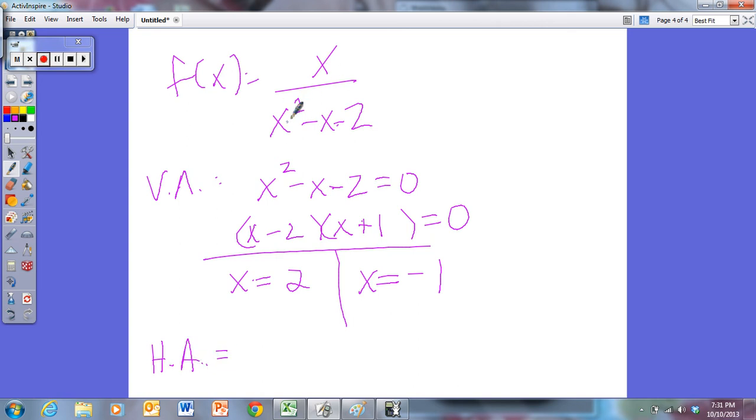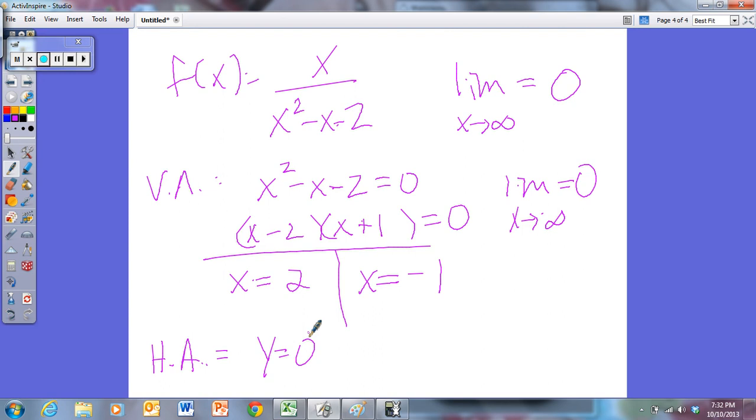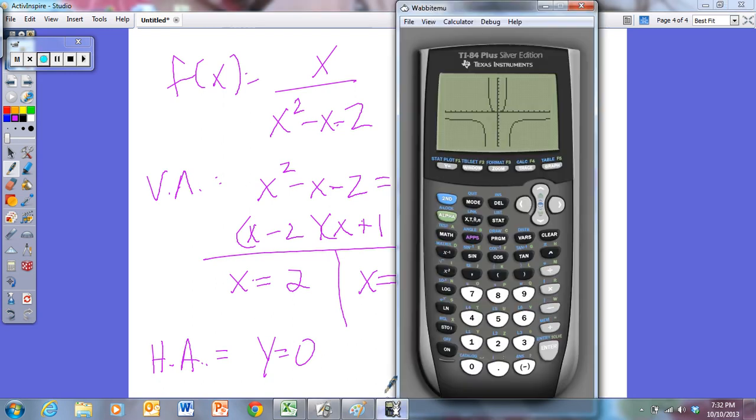Because the denominator is bigger than the numerator, y equals 0 is going to be a horizontal asymptote. That means the limit as x approaches positive infinity, as we go all the way to the right, it's going to equal 0, which means the graph is going to get really, really close to 0, but never actually touch 0. And the limit as x approaches negative infinity is also going to equal 0. So let's look at this graph. We should have a vertical asymptote at 2 and -1, and a horizontal asymptote at y equals 0.